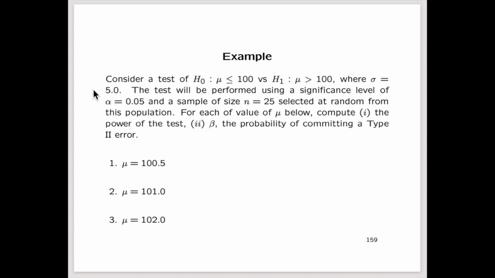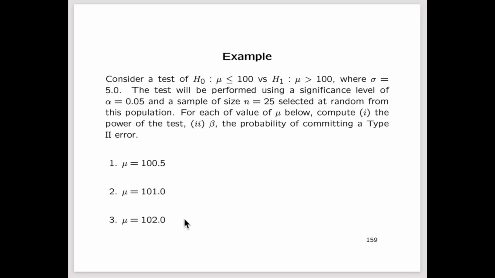Now the test will be performed using a significance level of 0.05, so it's a 5% significance level, and the sample size that we'll use is 25 observations selected at random from the population. Now for each value of mu given below, we want to compute the power of the test and also beta, the probability of committing a type 2 error. So for mu equal to 100.5, mu equal to 101, and mu equal to 102.